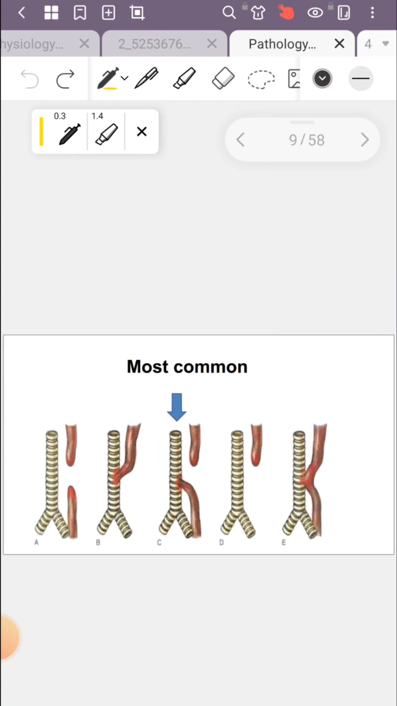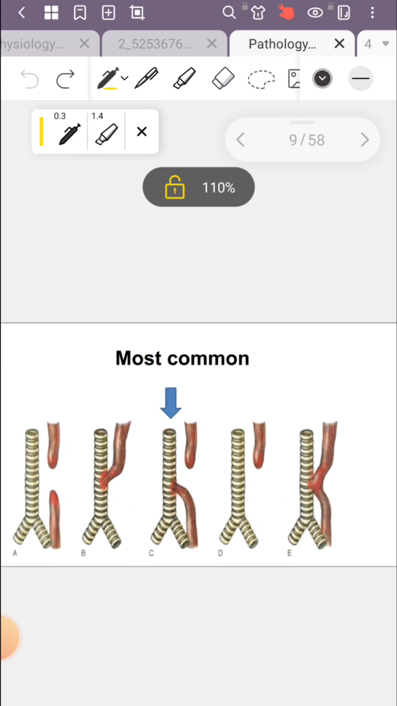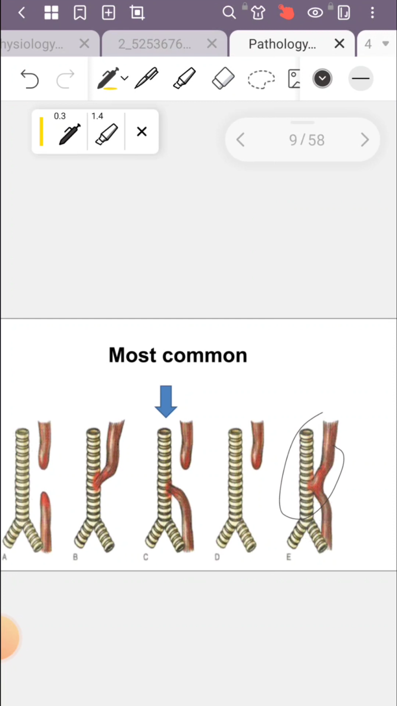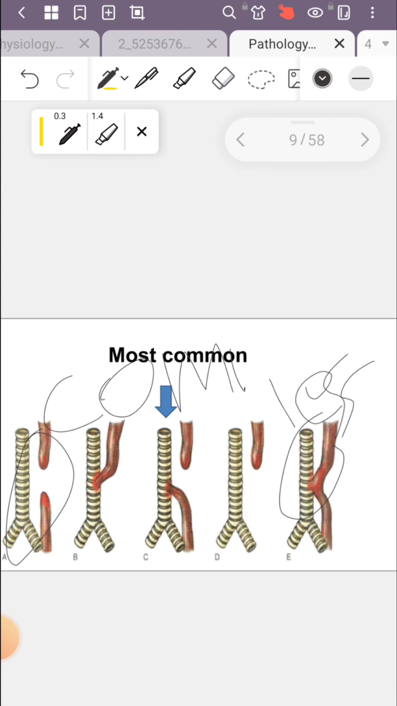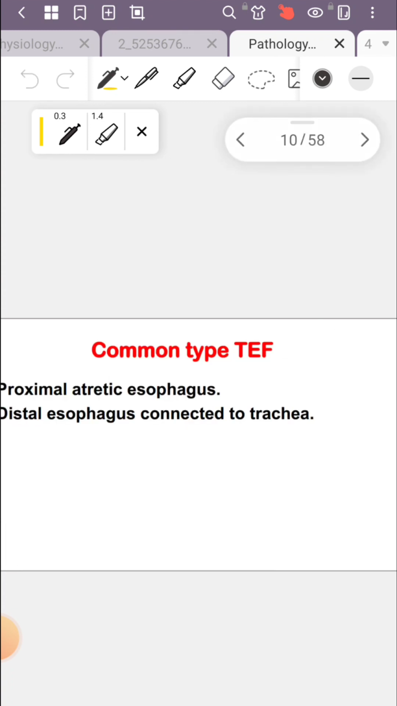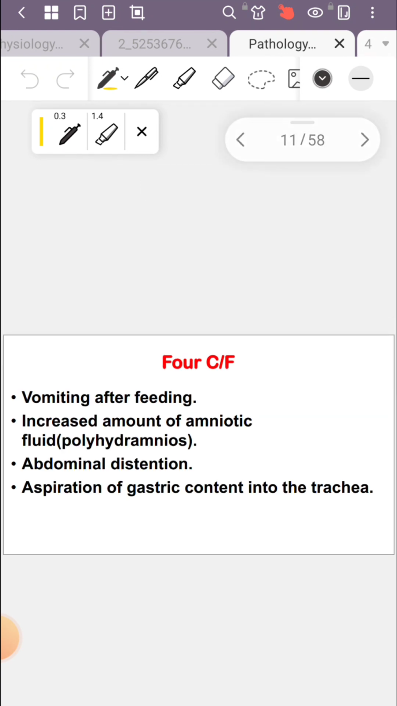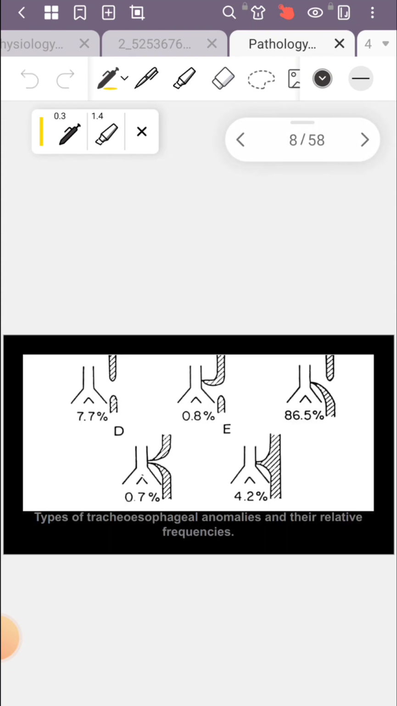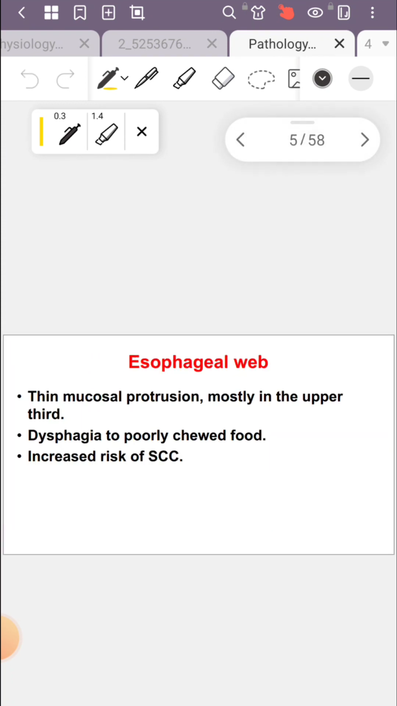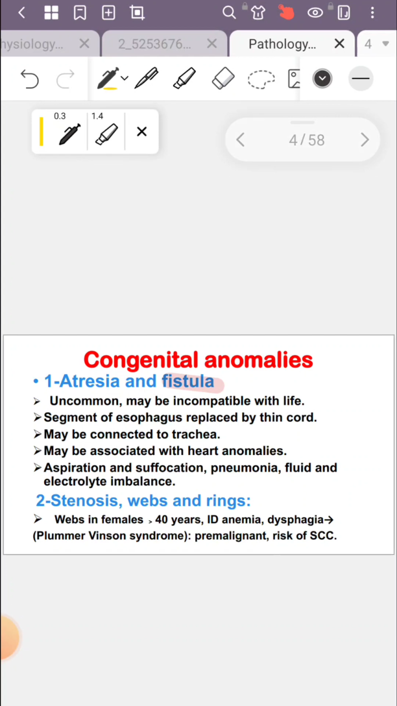These are the other presentations. This is the common fistula, this is lower and upper atresia without fistula; these are less common types. Okay. It can be associated with other congenital anomalies that come together, sometimes cleft lip, sometimes congenital heart anomalies, and so on. Suffocation, pneumonia, and fluid and electrolyte imbalance are also complications.